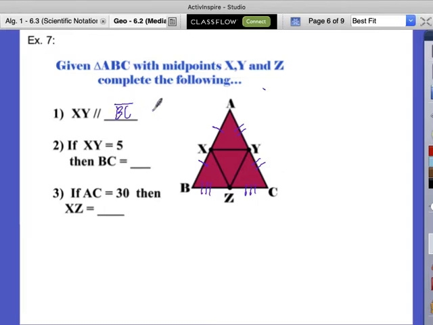Okay? If XY happened to be 5, what would BC be? It is also half its length. Okay? Gets interesting here. If AC were to be 30, what would XZ be? 15. XZ is still a mid-segment, connects two midpoints. Question on that? No. Okay, let's look at the next example then.